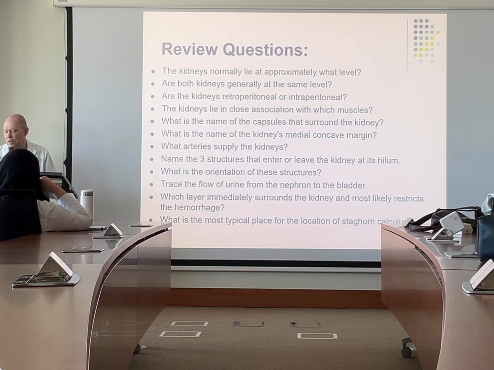Right. Renal vein, artery, and ureter. What is the orientation of these structures? We talk a lot about this, right? Correct. Anteriorly located is the vein, after that the artery, and after that the ureter.